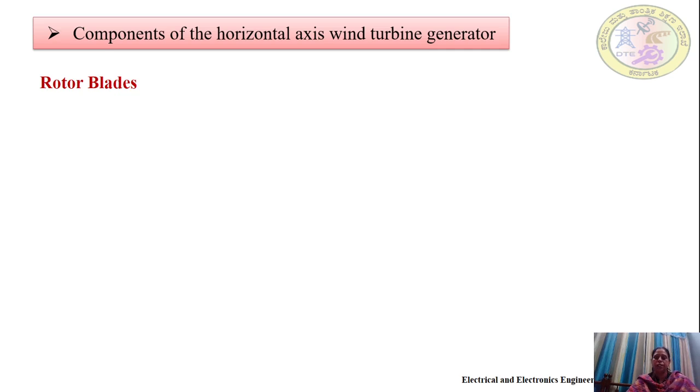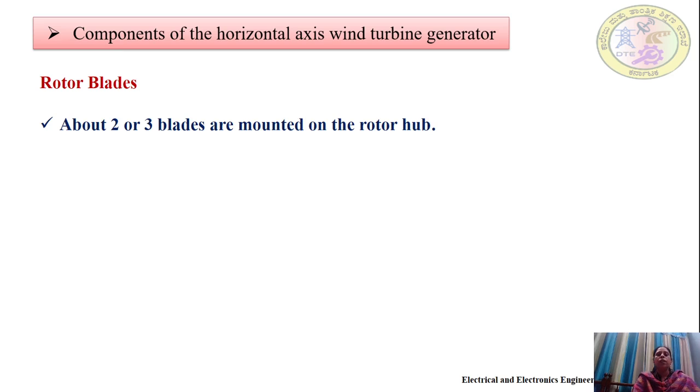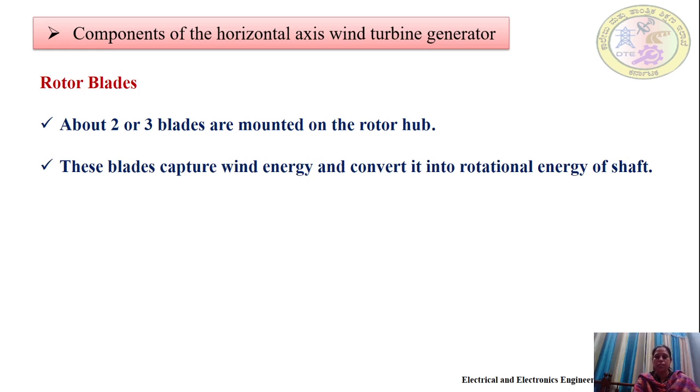Rotor blades. About 2 or 3 blades are mounted on the rotor hub. I have shown you the hub. To the hub, rotor blades are attached. These blades capture wind energy and convert it into rotational energy of the shaft. Rotor blades are the most important parts of the wind turbine in terms of performance and the cost of the wind power system.